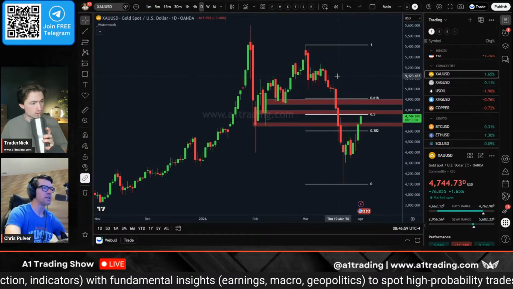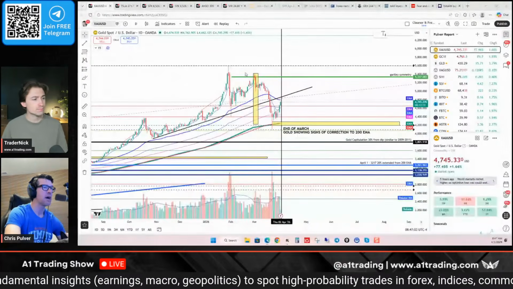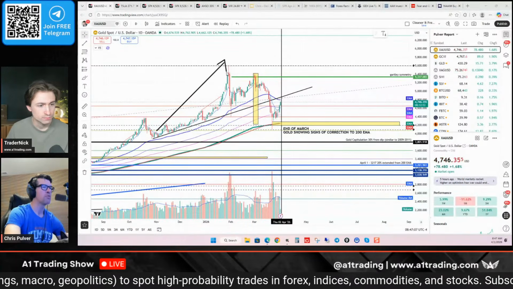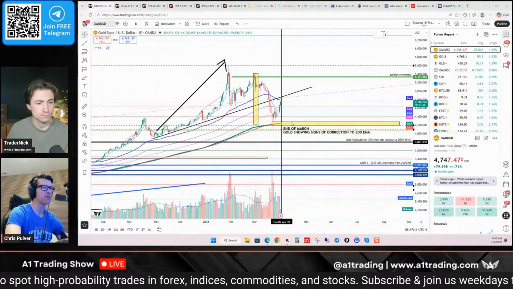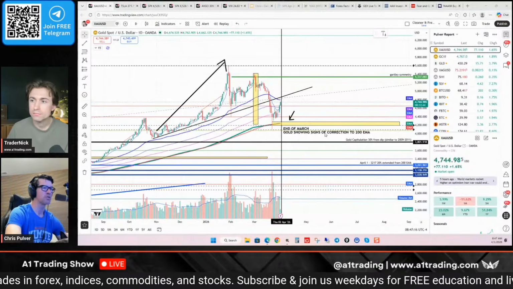Okay. I could just see a healthy bottom forming. I have to praise gold for the ability to, once we had the parabolic move and it almost convinced me to buy, I'm glad that I didn't. And this chart, I put this on my chart back in December, said end of March, gold probably showing signs of correction, the 200-day moving average.